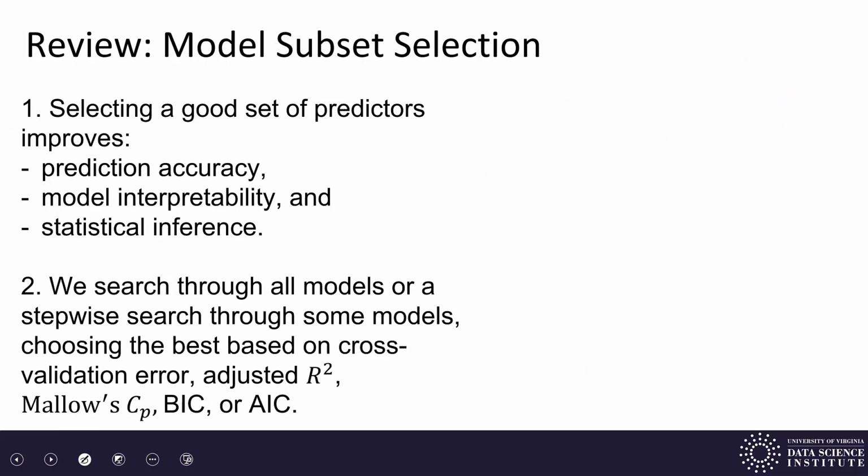So review, we've talked about model subset selection, and that's a process of selecting a good subset of our predictors. Often when you're given a linear regression model with a large number of predictors, some are useful and some are not useful. So it's important to remove the not useful ones. This improves prediction accuracy, model interpretability, and statistical inference. The process of model selection involves searching through all models or some stepwise search through some models, choosing the best models based on either cross-validation error, adjusted R squared, Cp, BIC, or AIC.